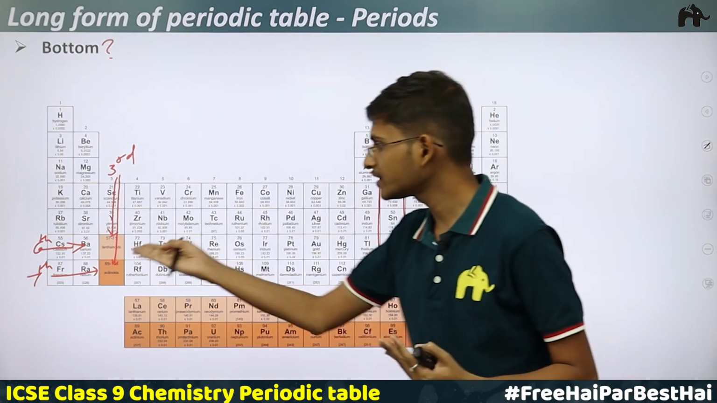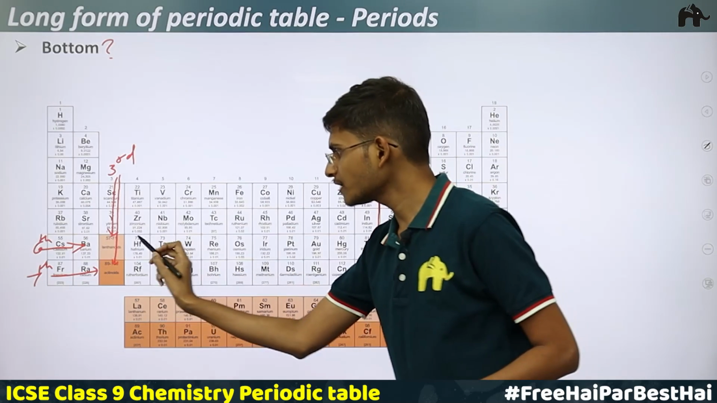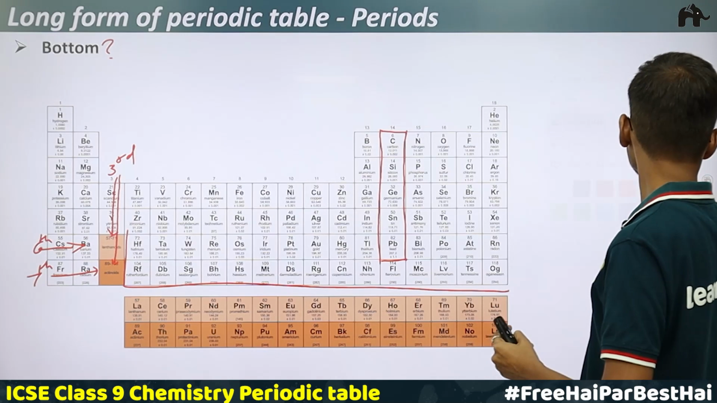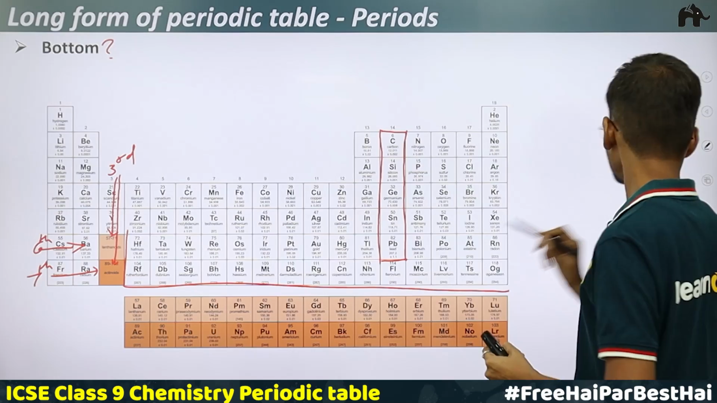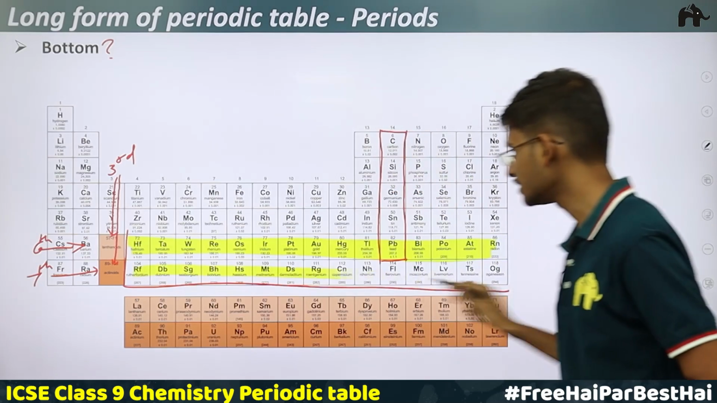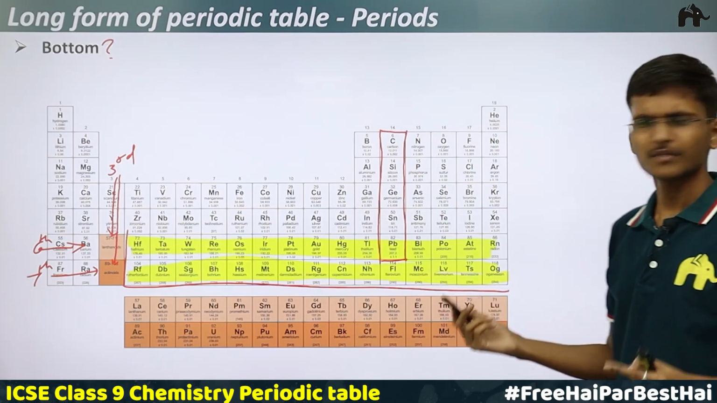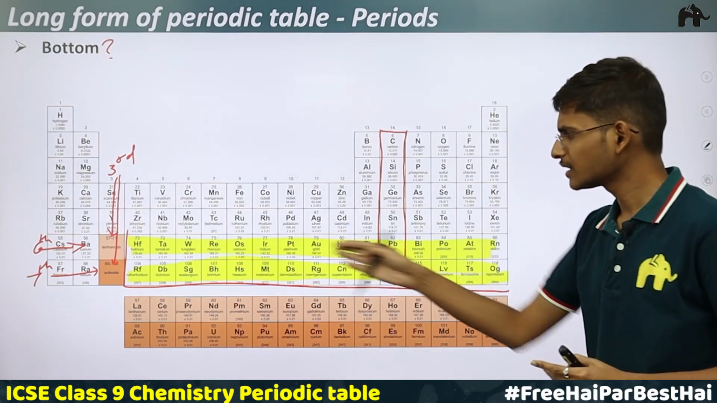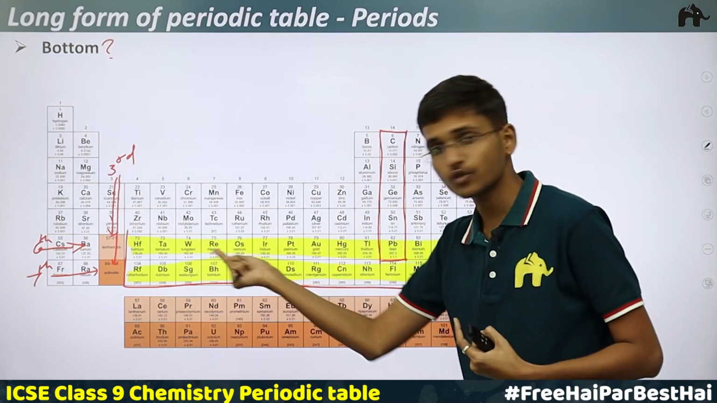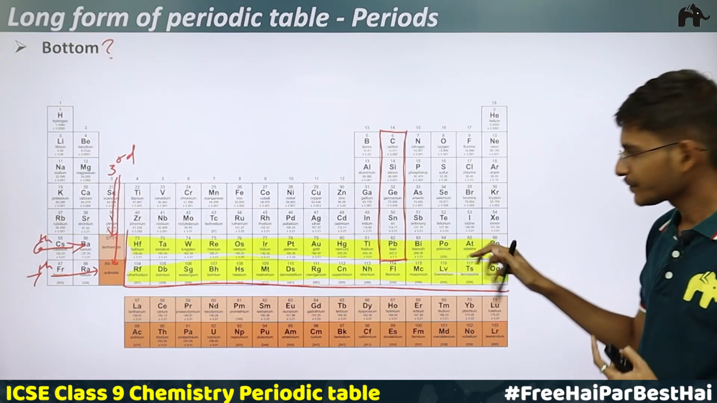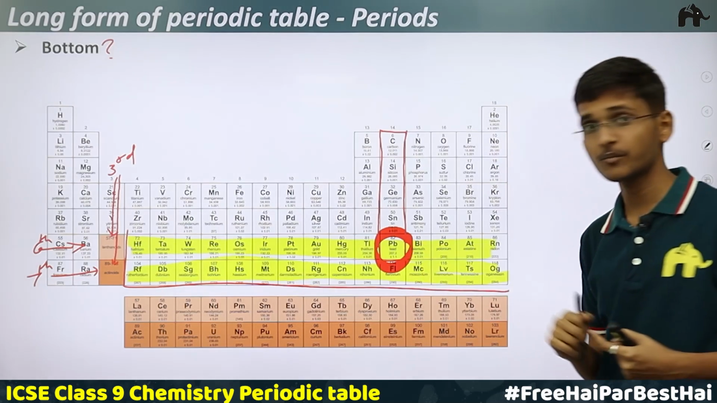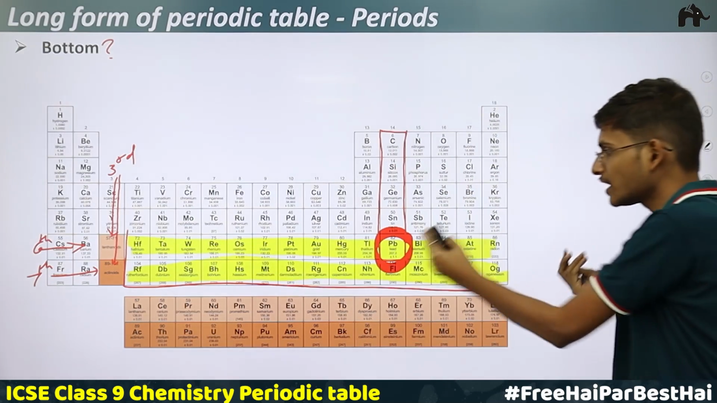If I would place lanthanoids and actinoids here, they would shift this entire row and this row of elements. Forget about the last row; they would shift that as well, but focus on the second last row. If this would shift, would our lead be in the same position? No, because this would shift ahead. So our lead would be shifted ahead.